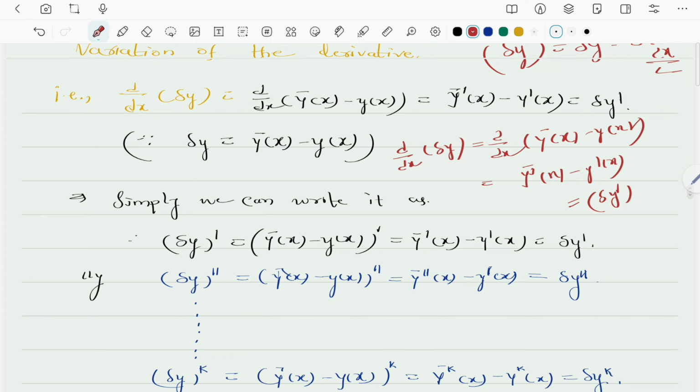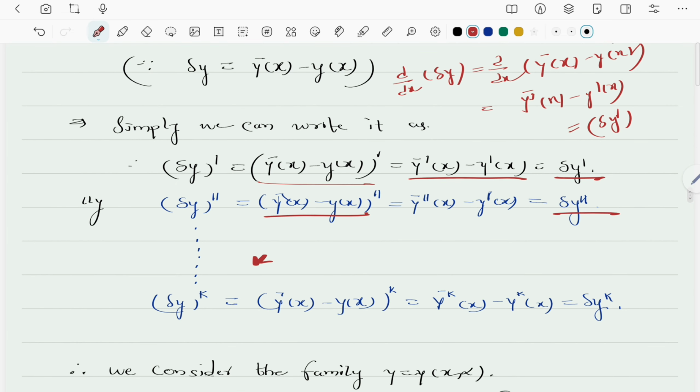Simply we can write delta y whole dash is equal to y bar of x minus y of x whole dash, which is equal to y bar dash of x minus y dash of x, which is equal to delta y dash. Similarly, delta y whole double dash is equal to y bar of x minus y of x whole double dash, which is equal to delta y second derivative. And so on, up to the kth derivative: the kth derivative of the variation is equal to the variation of the kth derivative, delta y power k.